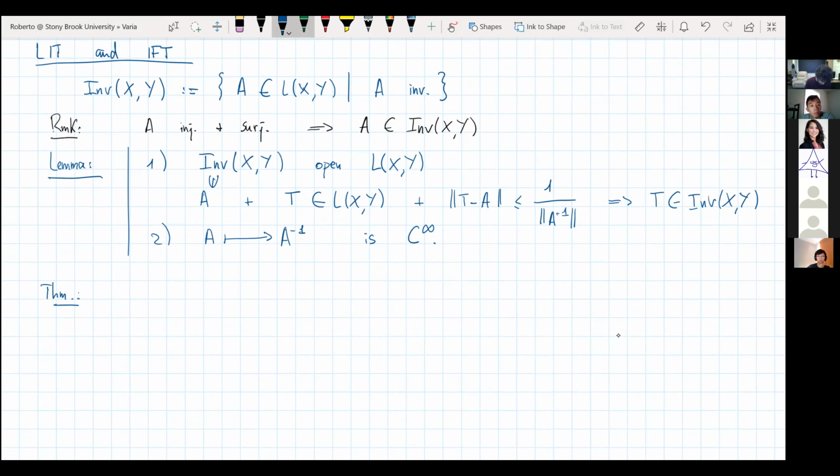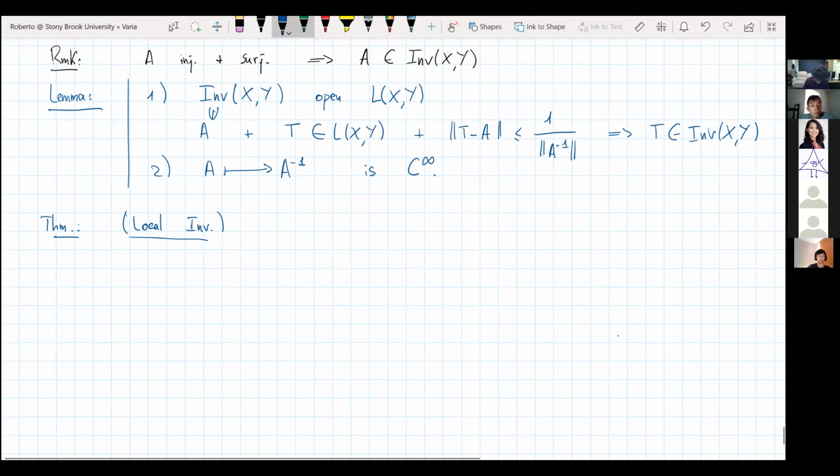Okay. So the local inversion theorem says that, let F be C^K. Higher regularity is defined in the way you expect. So it's the continuity of the K-th differential. So let's say that F is a C^K functional from X to Y with K at least 1. And we know that the differential of F at some point U star is invertible.